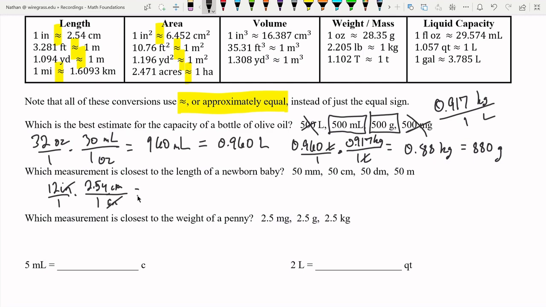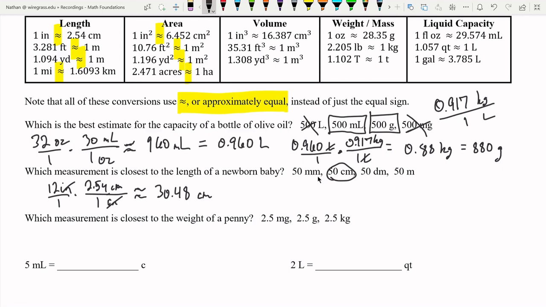Inches cancel. And we get approximately, I should be using approximately here. Same thing with the previous one, but 30.48 centimeters long. So that's the approximate length of a baby, 30.48 centimeters. So 50 centimeters is close to that. So we'll say 50 centimeters.